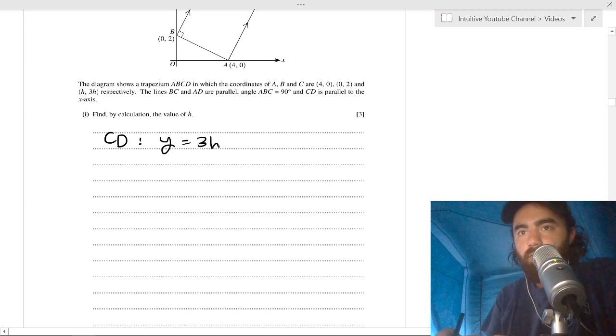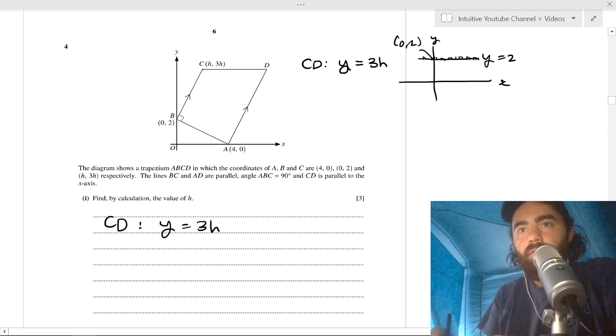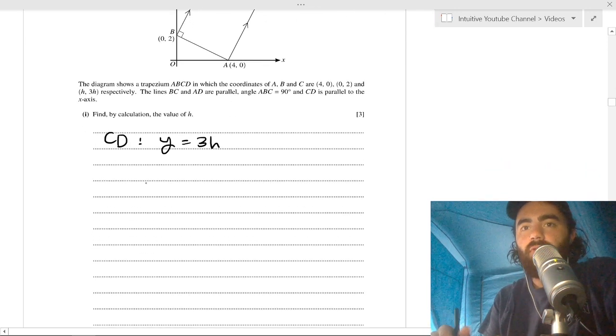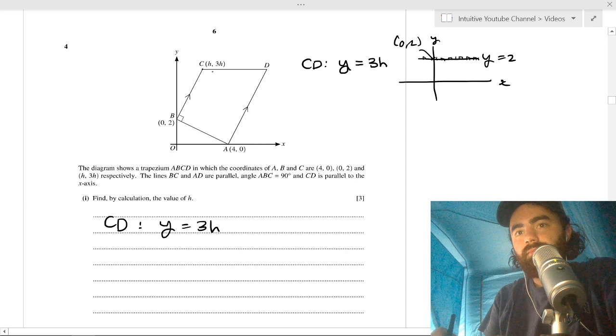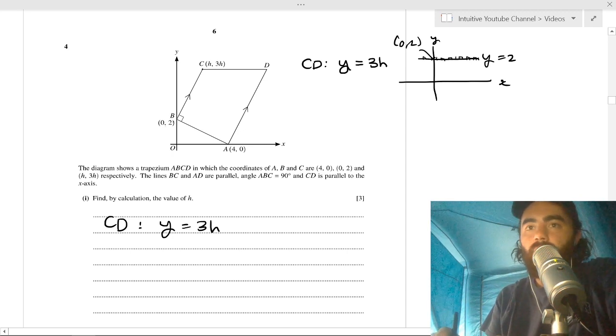The line equals 3h. The reason I want that is that if we want to find h, we want to find the point C, and the point C occurs when BC and CD intersect. So now we need to find an equation for BC. And how do we do that? Whenever we want to find an equation of any line, we need a point on that line and the gradient of that line. So we need the gradient of BC. We can find the gradient of AB because we have 2 points here, and the gradient of BC will be the negative reciprocal of the gradient of AB.